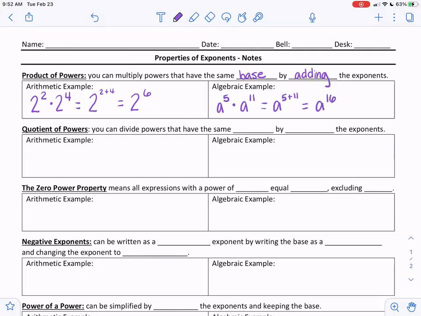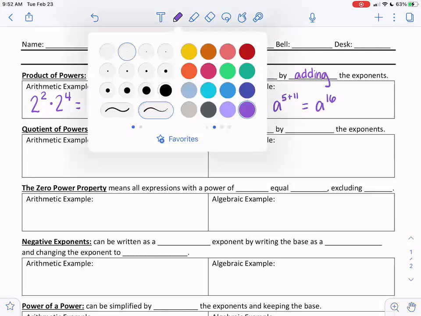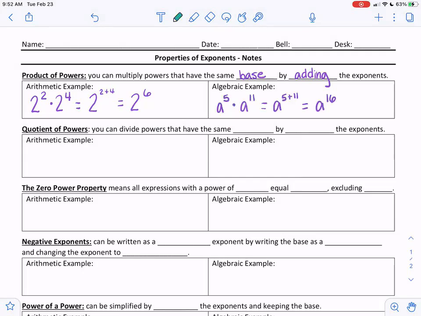The next property we're going to talk about is the quotient of powers property. That means we can divide powers that have the same base. When we multiplied, we added the exponents. So now we're going to subtract the exponents.